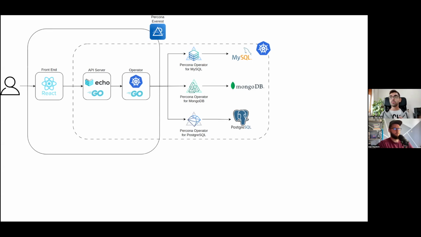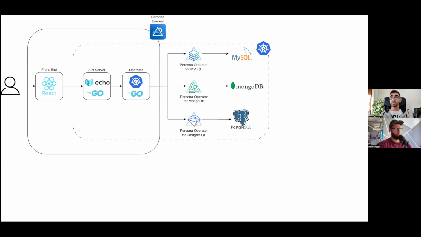So we have one custom resource, we have several, but we have one custom resource for the database cluster. And the API server will convert that HTTP request onto a Kubernetes manifest of this type. Then this custom resource, the operator will take it and reconcile it to other resources for Kubernetes. In this case, it will leverage our existing Percona operators for the different technologies. So Percona operator for MySQL, for MongoDB, for Postgres.